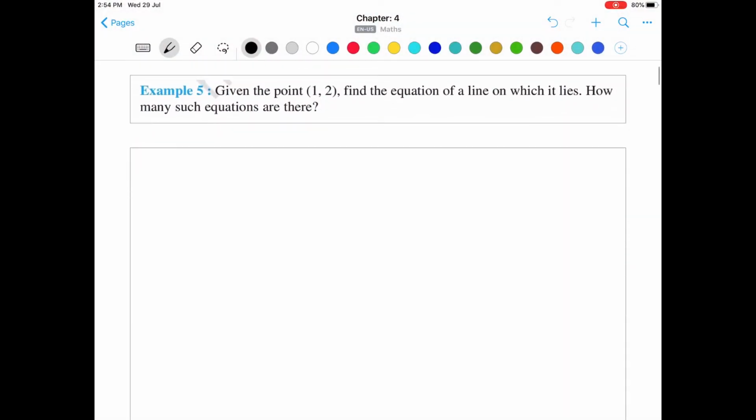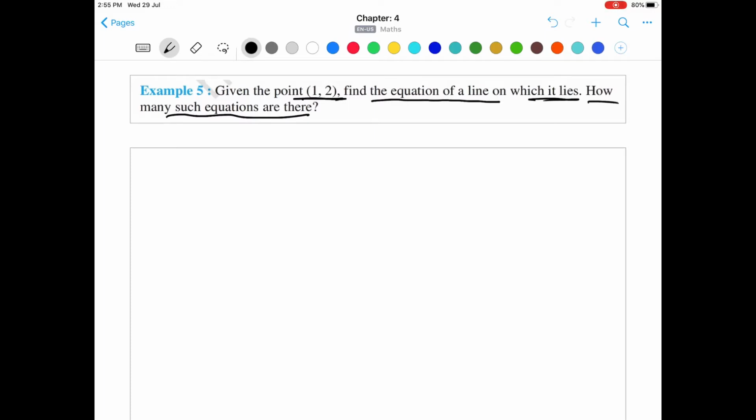We have example number 5 of your NCERT textbook. It says, given the point (1, 2), find the equation of a line on which it lies. How many such equations are there? So what we are given here is the coordinates of a point, which are 1 and 2, and we are asked to find the equation of a line on which this point is lying. You are also asked how many such equations are there.